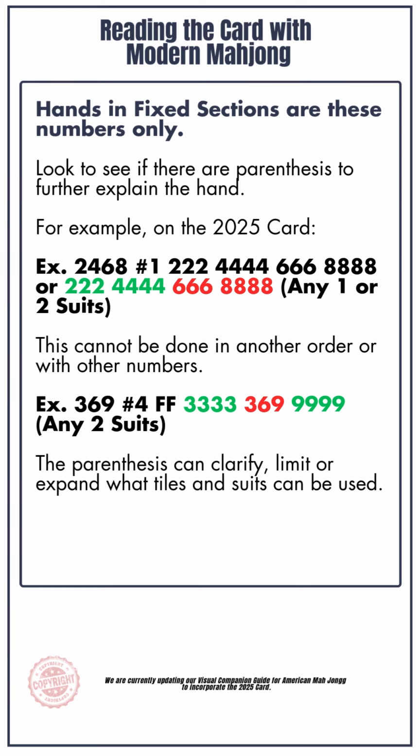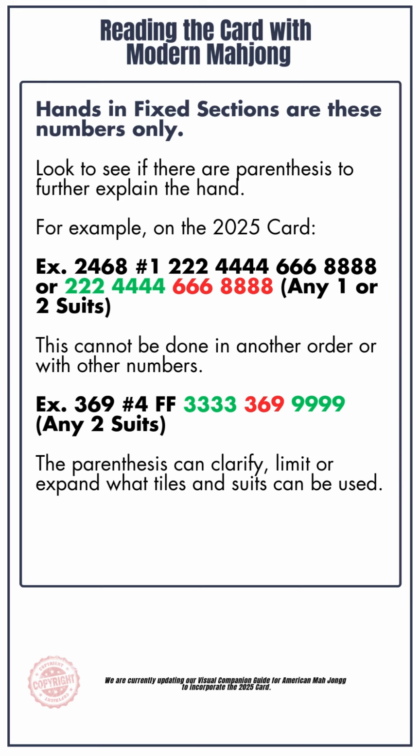And as a reminder, just because it's green on the card doesn't mean you have to use bam. Just because it's red doesn't mean you have to use crack. It's just telling you you need to do a suit change. This hand cannot be done in any other order or with any other numbers. So you can't do 2684 and you can't do 1379. It has to be 2468 in this pattern in either one or two suits.